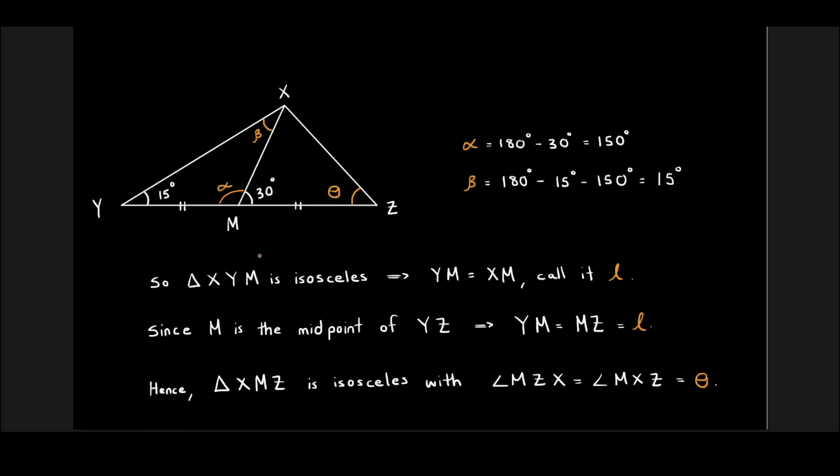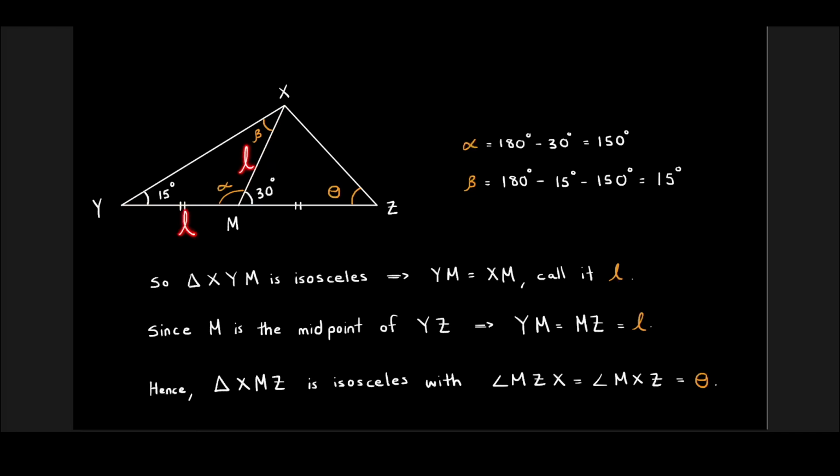And now the problem gets a little bit more tricky. You have to make a few cool observations in order to continue. And so now check this out. If you take a look at triangle XYM here, two of the angles are 15 degrees. What does that mean? That means that this triangle is isosceles. That is, two of its side lengths must be exactly the same. That is, side length YM should be the same as XM. Let's call this common length L.